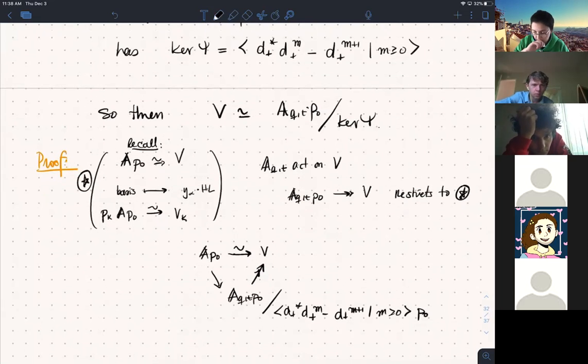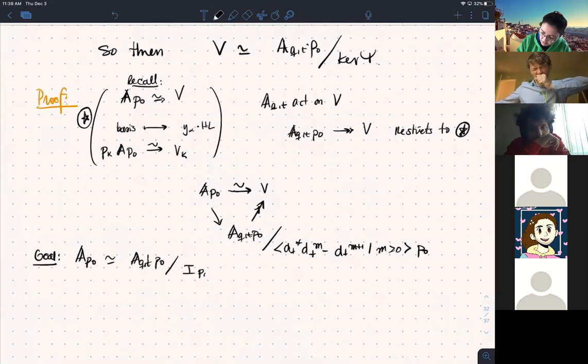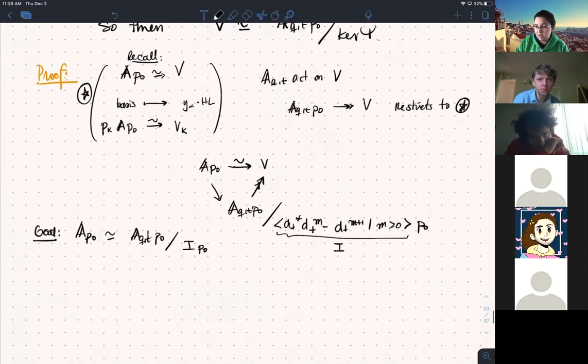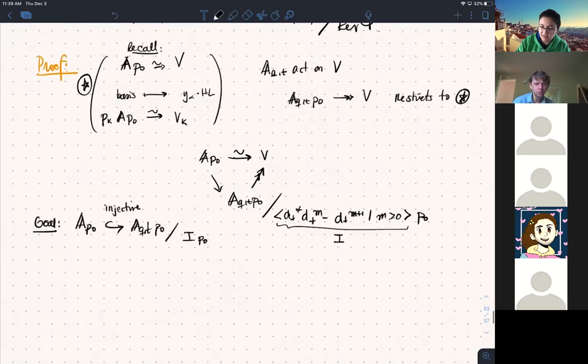And what we want to argue, basically the goal of the proof, is to prove that AP0 is in fact isomorphic to this quotient, this AQT P0 quotiented by this ideal, which we're going to call I. We don't want this to be merely surjective; we want this to be an injective mapping. And the way they do this is not that hard, it's just computational.